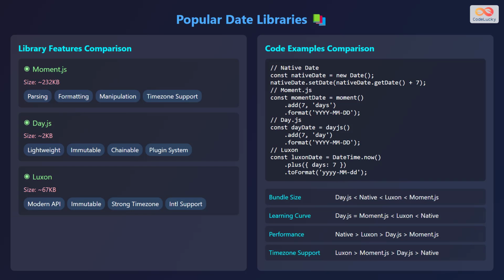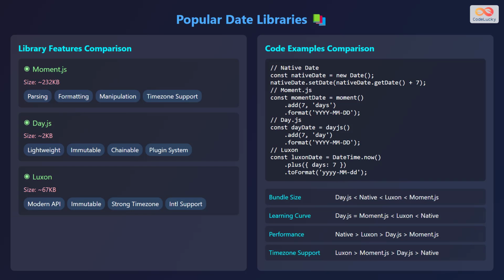Luxon is another modern date library which provides an immutable API. It has strong support for time zones, as well as better support for internationalization. It is 67 kilobytes in size. The code example shows how to use these libraries to add 7 days to the current date and format the output. Comparing these libraries, Day.js has the smallest bundle size followed by the native Date object, then Luxon, and finally Moment.js.